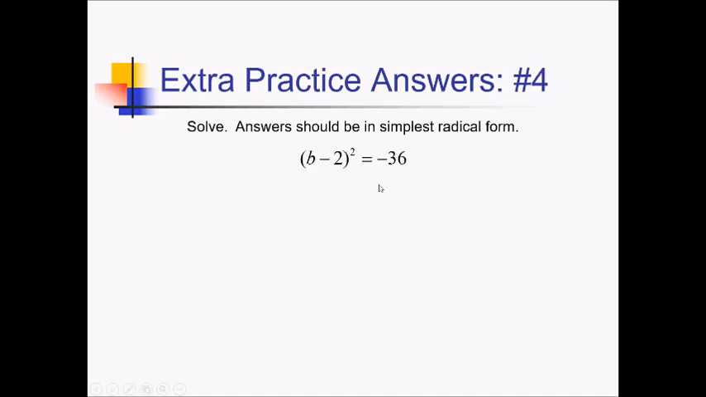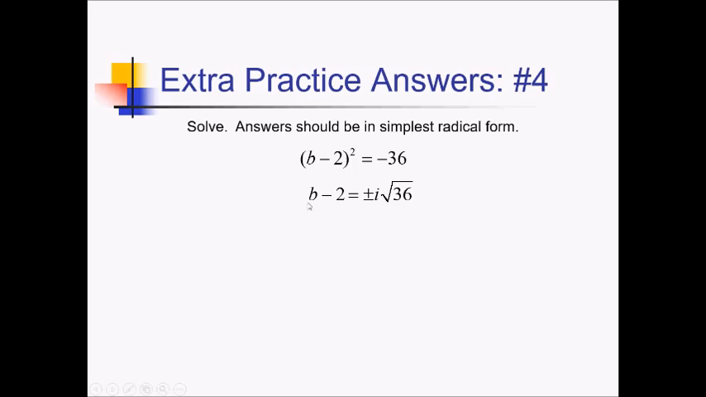For this problem, since I just have a squared term and a constant, I can solve by square rooting. Square rooting both sides, on the left I just get b minus 2. On the right side, since I'm square rooting an equation, I have to get a plus or minus. And since there's a negative here that I'm square rooting, I can take that out immediately as an i. So I've got plus or minus i radical positive 36.